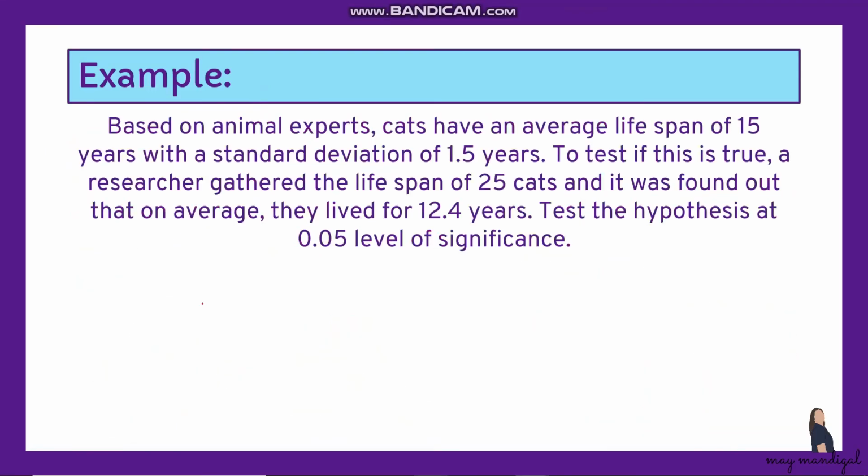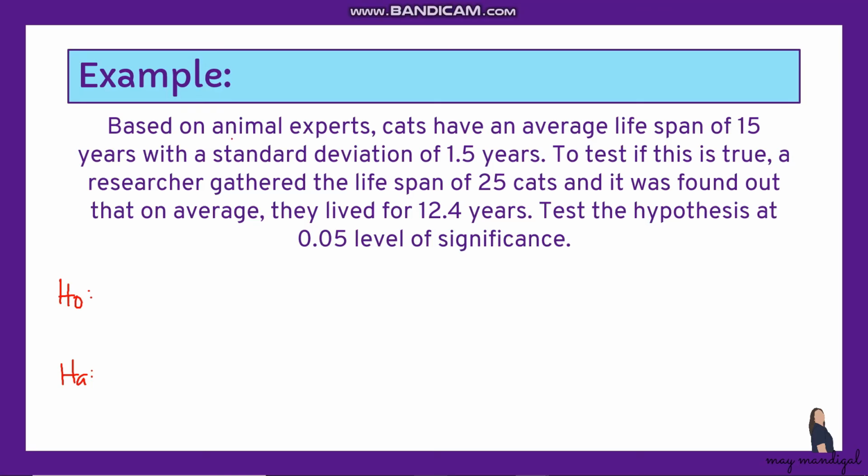And for our last example, based on animal experts, cats have an average lifespan of 15 years with a standard deviation of 1.5 years. To test if this is true, a researcher gathered the lifespan of 25 cats, and it was found out that on average, they lived for 12.4 years. Test the hypotheses at 0.05 level of significance. So again, we have to write first our null hypothesis and our alternative hypothesis.